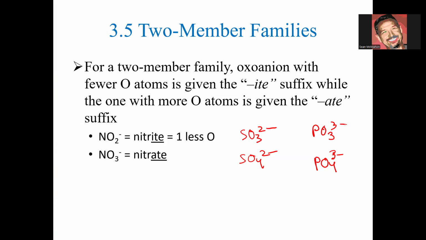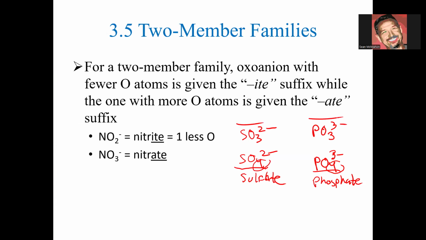So if you use the 4 that we just talked about, you'll realize that this is sulfate because the sulfur is on that 4. This is phosphate because the phosphorus is on that 4. So it has 4 oxygen. The sulfur is on the 4. It has 4 oxygen. So what is this?